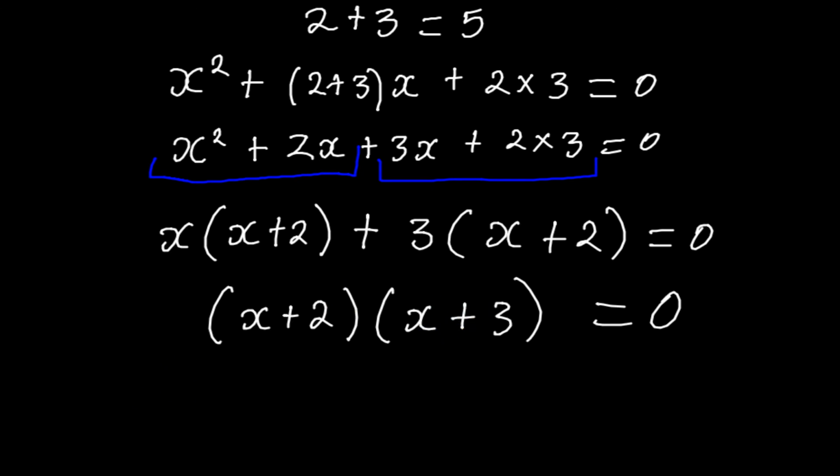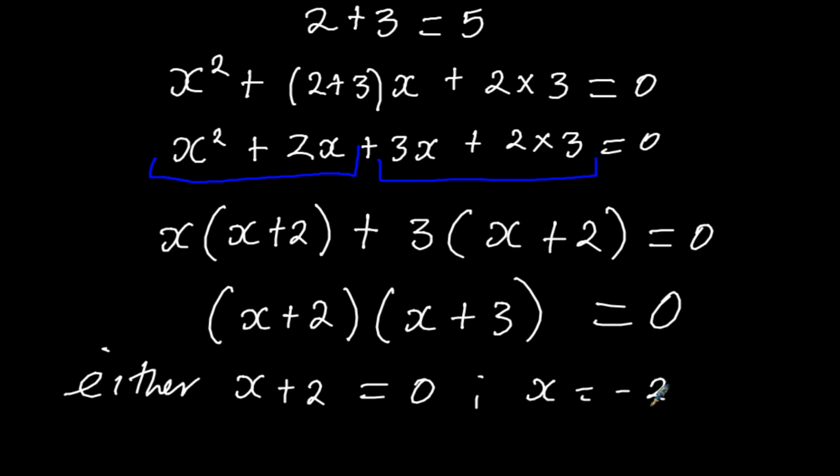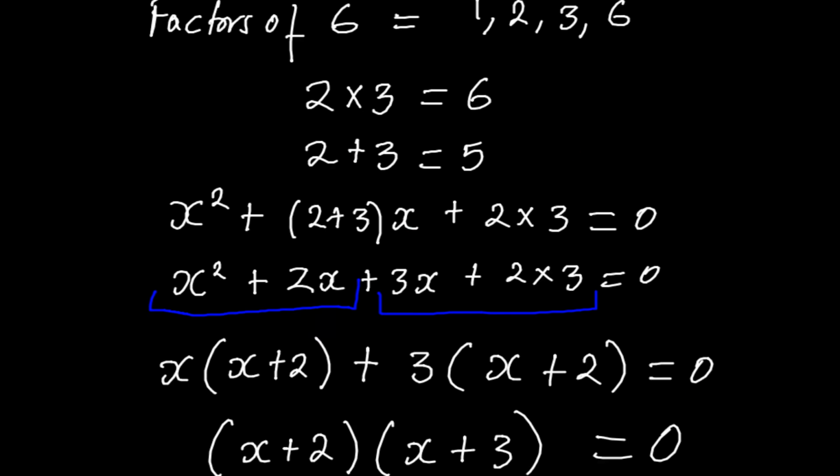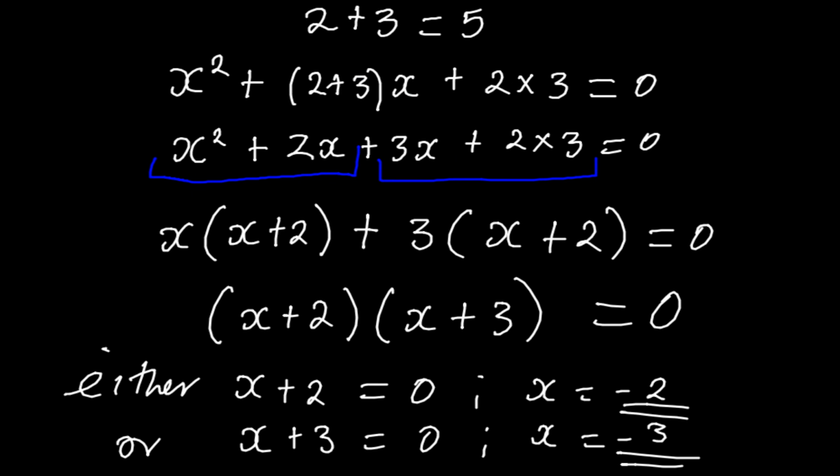So either x plus 2 is equal to 0, which gives us x to be negative 2, or x plus 3 is equal to 0, which will give us x to be negative 3. So these are the two answers to our question. Thank you.